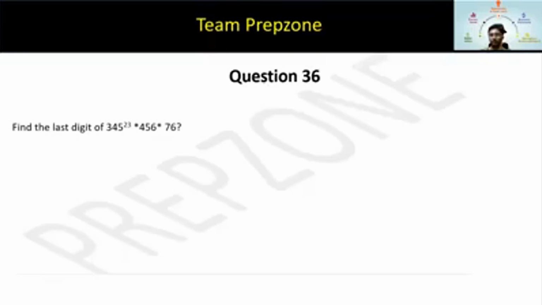This is again an oral question. Quickly solve it. In last digit, I am only concerned with last digits. Just now I have told you. What is the last digit of 5 to the power 23?